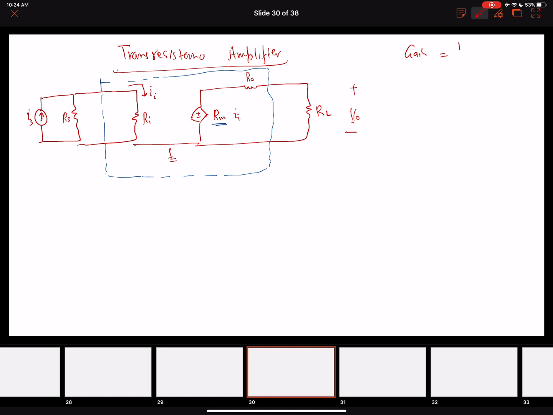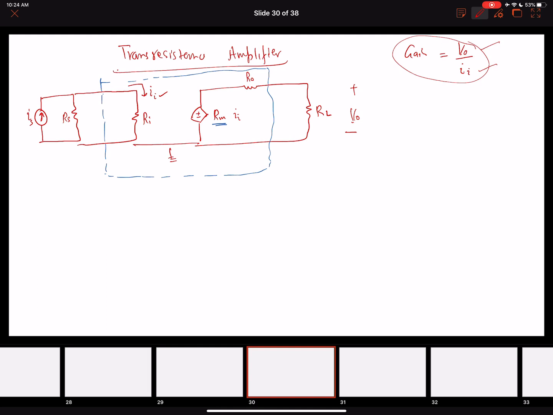Our output is V0 and our input is Is, or over here we are determining II. For an overall trans-resistance gain, it would have been V0 over Is, which we can easily determine as well. In order to find V0, we can apply a voltage divider rule at the output. In order to determine II, we can apply a current divider rule at the input.